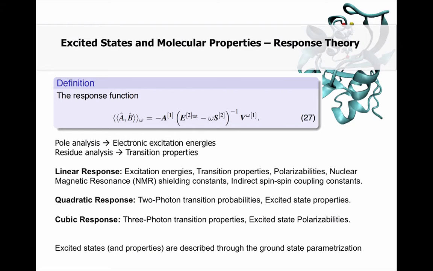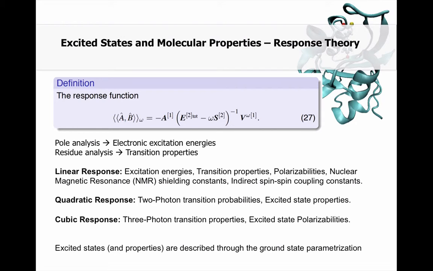Now, one of the great advantages of our QM/MM method is that we are able not only to calculate ground state properties like structural parameters and energies, but we are able to calculate also excited state and general molecular properties. And we do this through a formulation of quantum mechanical response theory. So basically, this polarizable embedding methodology here gives, through the linear response, access to calculation of excitation energies, transition properties, polarizabilities, nuclear magnetic resonance shielding constants, spin-spin coupling constants, and so on.